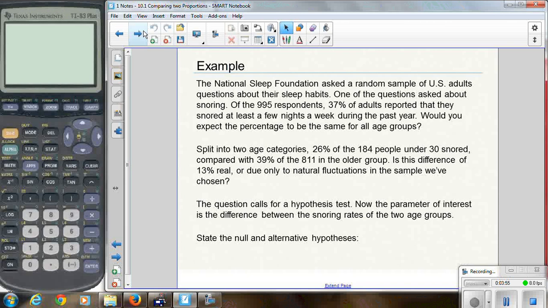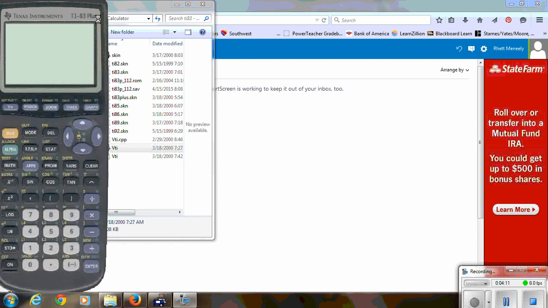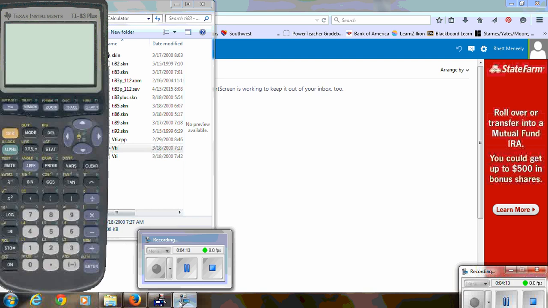To answer this question, we need to do a hypothesis test. The parameter of interest now isn't just a single population proportion, it's actually the difference between the two proportions. So if I were stating the null hypothesis, if I wanted to call, let me see if I can get, whoops, it disappeared on me.